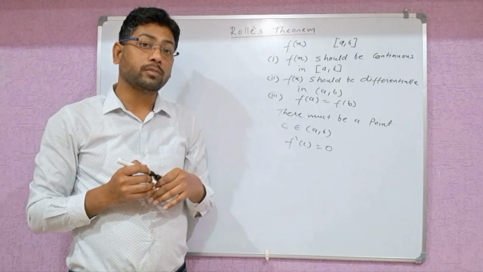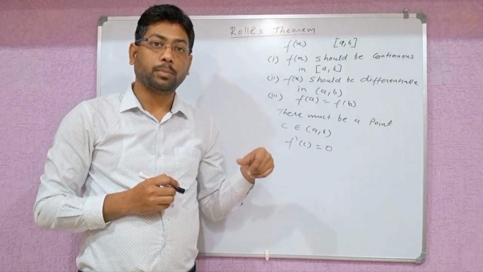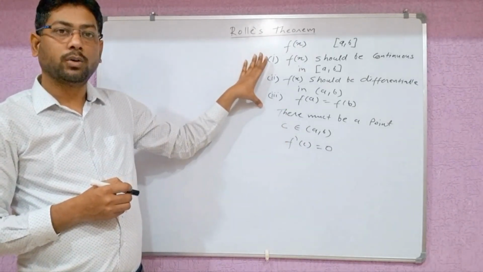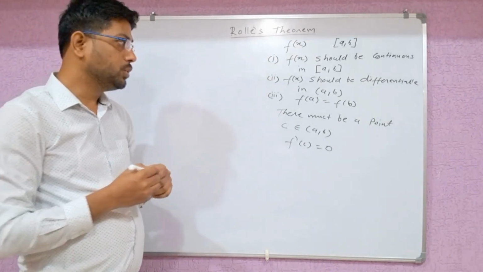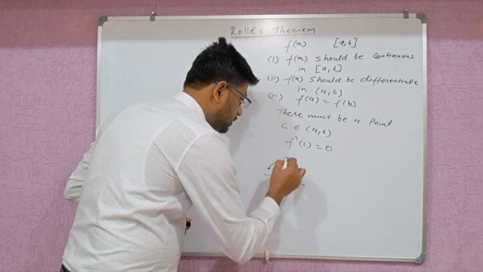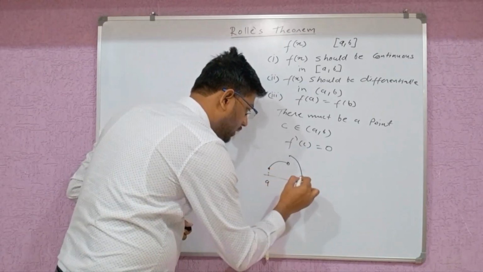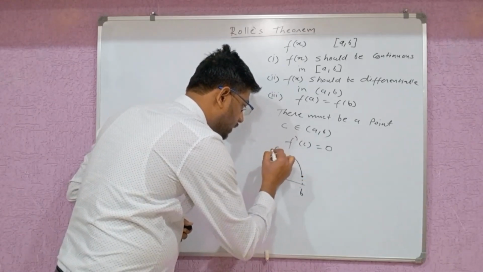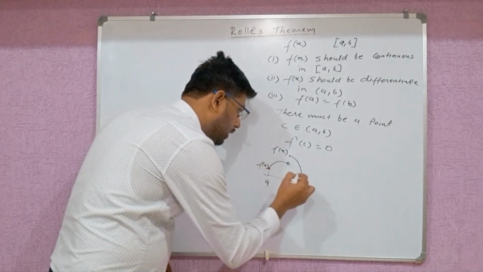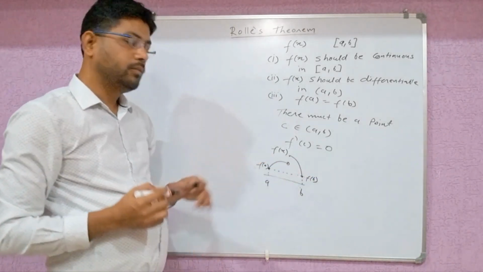Now what is the significance of that and how to apply that theorem? To understand that, we'll take some examples. By that you will understand this better. First of all, to understand these three conditions, we'll take some examples. So if you have a function given like this, this is a, this is b, and this is function f(x). Obviously this point will be f(a) and this will be f(b). So this f(a) is equal to f(b), that we can clearly see.